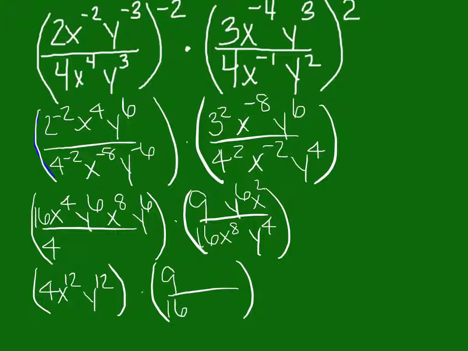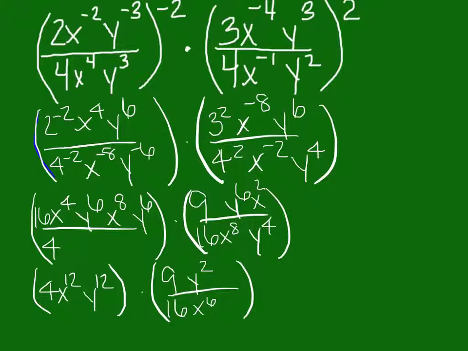Y to the 6th and x squared don't change for right now. But you have x to the 8th on bottom and x squared on top. So the one on the bottom is x to the 8th and it's bigger, so the x's are going to stay on the bottom. And 8 minus 2 is what? 6. So that means there's 6 more x's on the bottom than there are on the top. Now for your y's, you have y to the 6th on top and y to the 4 on the bottom. So where's your y's going to go? On the top. And how many more y's are there on top than there are on the bottom? 2. So the second part is 9y squared over 16x to the 6th.